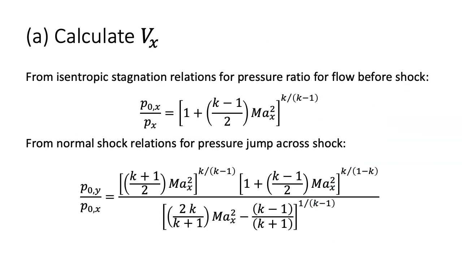For part A, calculate the velocity at state X before the shock. To do this, we will first calculate the Mach number at state X. To get started, we consider which relations we can use to go from our given pressures to the unknown Mach number. First, before the shock, we can use the isentropic stagnation relations for an equation for stagnation to static pressure ratio. Second, across the shock, we can use the normal shock relations for an equation for a ratio of stagnation pressures across the shock. This gives us two equations with two unknowns, which are the desired Mach number and the stagnation pressure at state X.